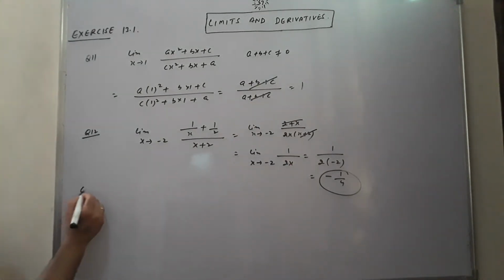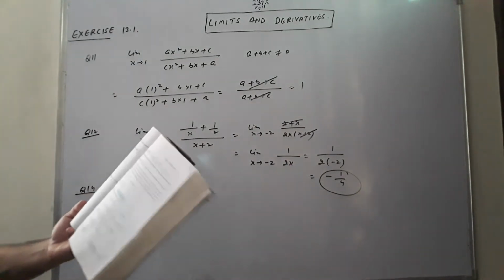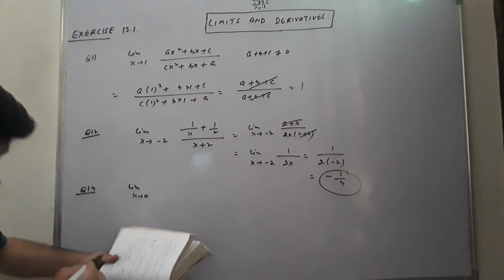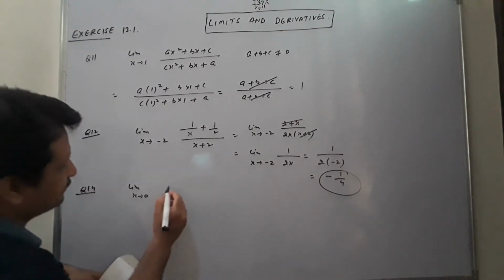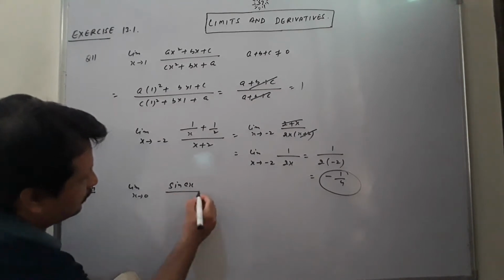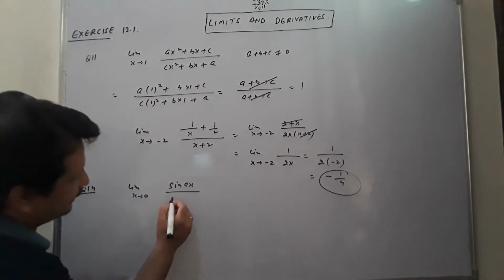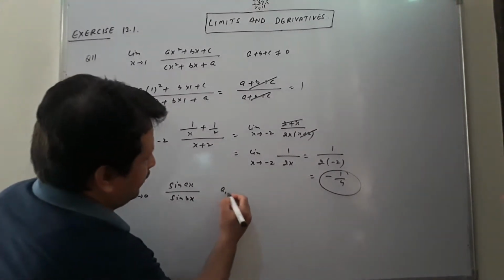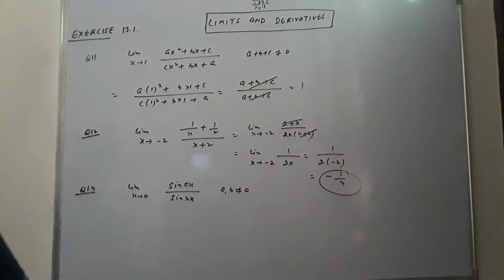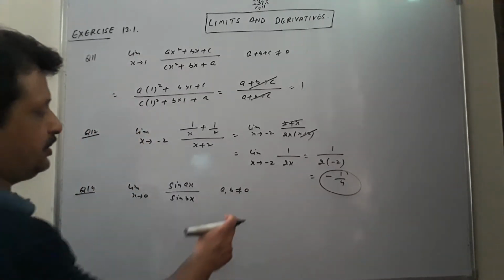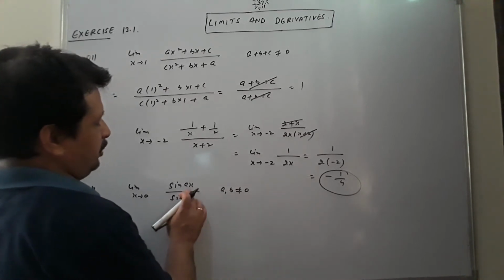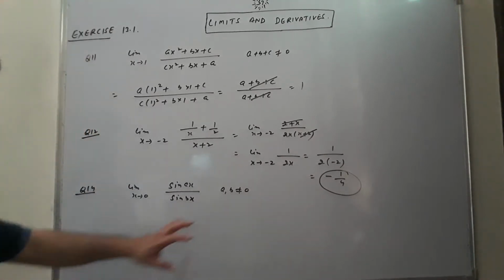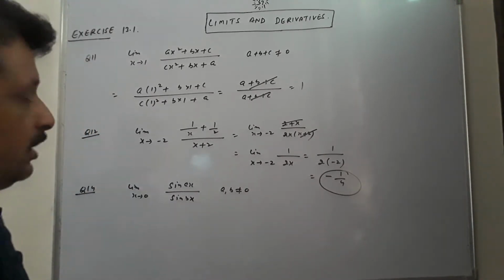Question number 14. In question number 14, limit x tends to 0, sin ax upon sin bx, and it is given to you that a, b is not equal to 0. Why is this condition given, students? If a, b were equal to 0, they would come as equal to 0, and then it would have the form of 0 by 0. So that is why it is given to you that a, b is not equal to 0 here.